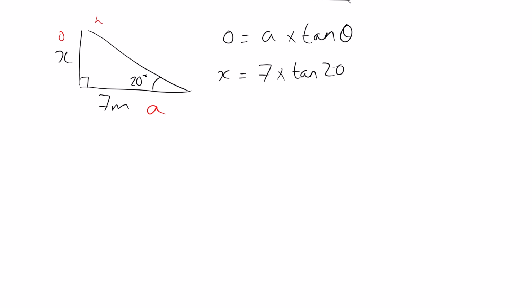Step 4, we calculate. So you need to find a calculator and put in 7 times by tan 20, which will give you an answer of 2.55 meters to 2 decimal places. Be really careful, make sure you put the unit on there because it says meters over here. We need to go with meters again. So x is 2.55 meters, and step 5 is to check our answer.